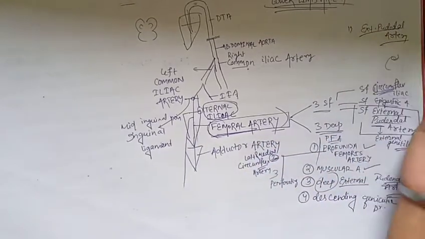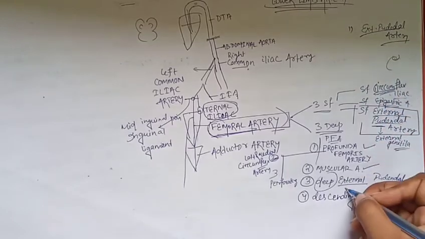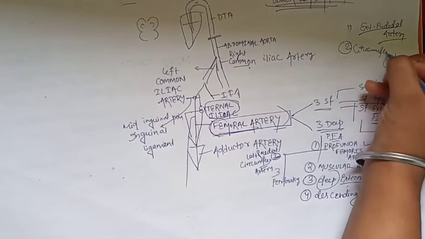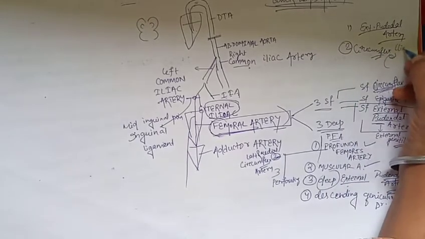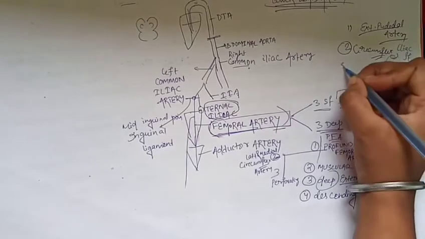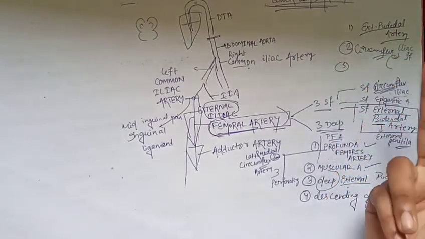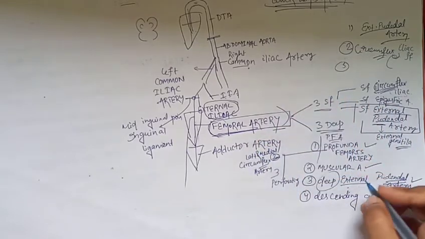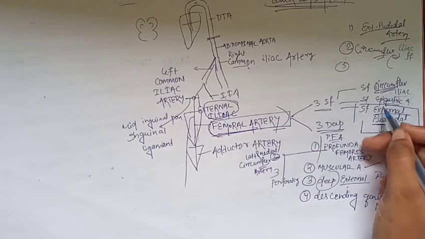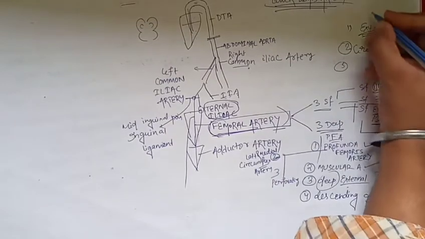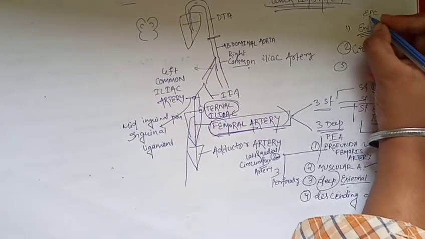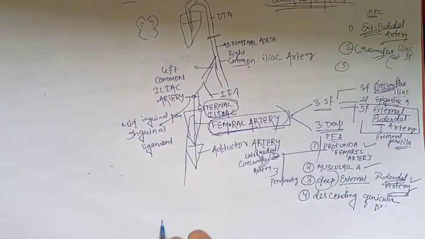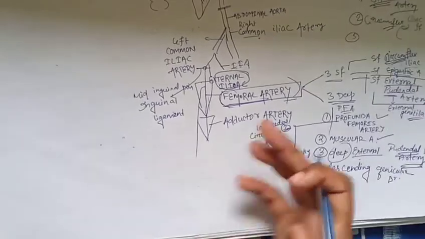So the external pudendal artery is common in both superficial and deep, whereas the circumflex iliac is present in the superficial part, while in the deep the profunda femoris has 2 parts, the lateral circumflex and the medial circumflex. All those things you can remember. Epigastric is another term. EPC means external pudendal, external epigastric. These are mnemonics you can remember. I remember it this way, you can remember it too.